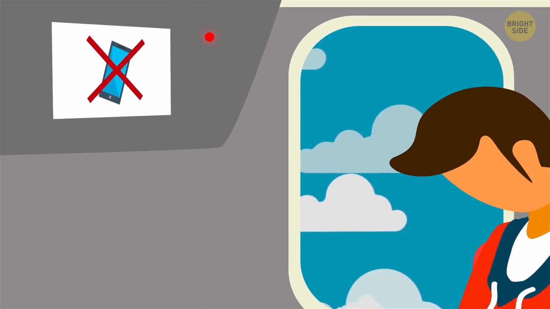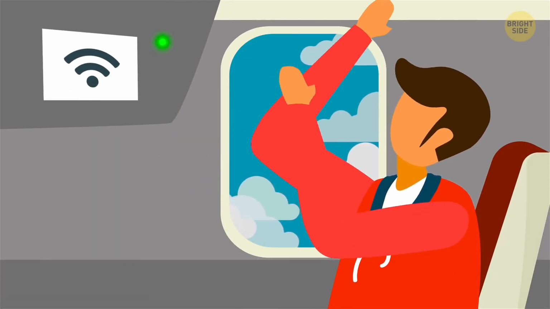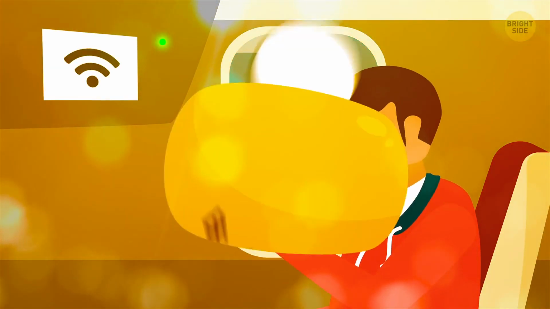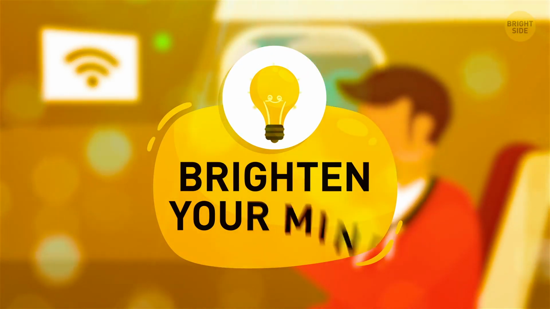The good thing is that many airlines now offer in-flight Wi-Fi. So just slide that airplane mode switch to on, and you'll still be able to watch the latest Brightside video as you jet around the world. Assuming you can hear it, that is.